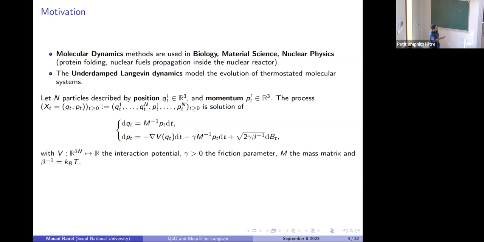So you have the force coming from the interaction potential, depending only on the position. And here you have the thermostat contribution. So gamma is some positive friction parameter, and the inverse of beta is the temperature.